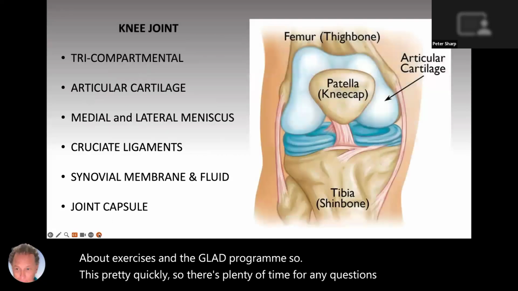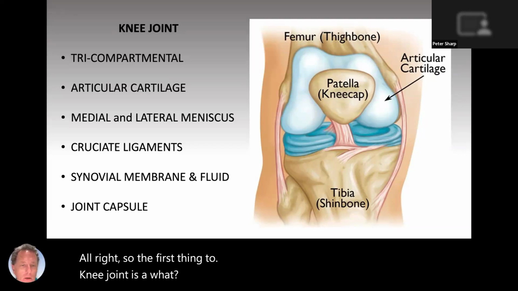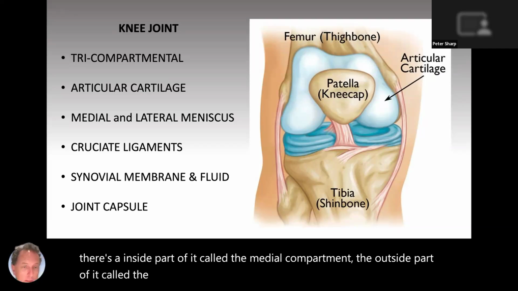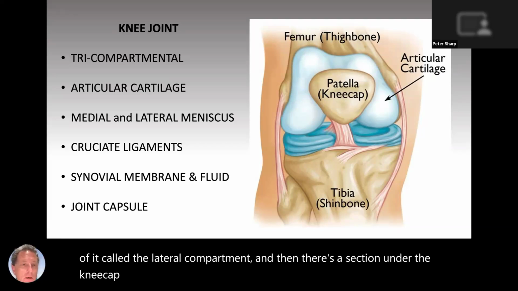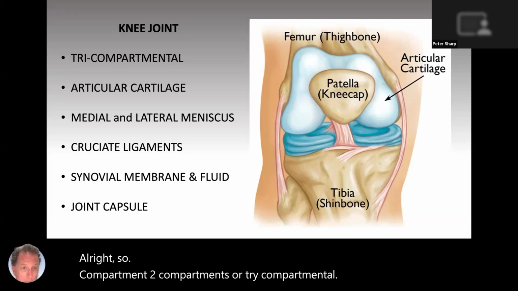All right, so the first thing to talk about is the knee joint and the anatomy of the knee joint. And the knee joint is what's called a tri-compartmental joint, which means it's got three separate parts to it. So there's an inside part called the medial compartment, the outside part called the lateral compartment, and then there's a section under the kneecap which is called the patellofemoral compartment. All right, so you can have problems with one compartment, two compartments, or tri-compartmental problems.